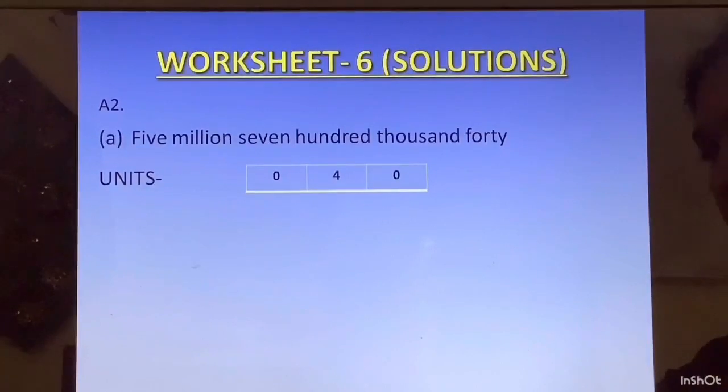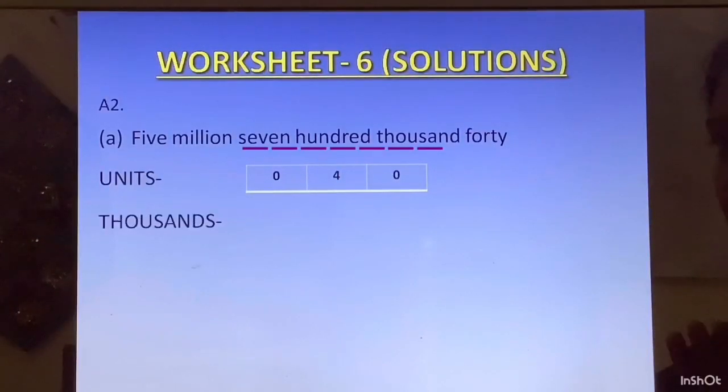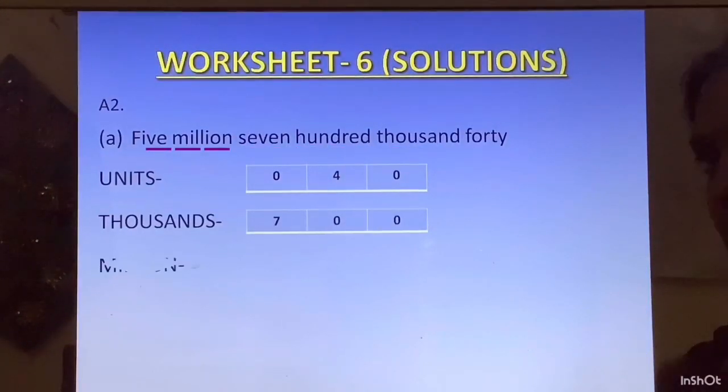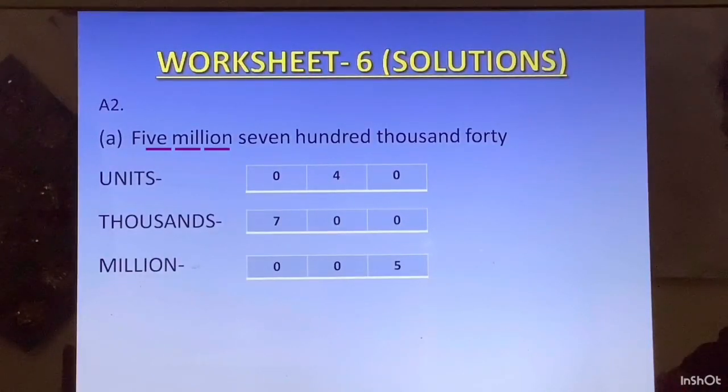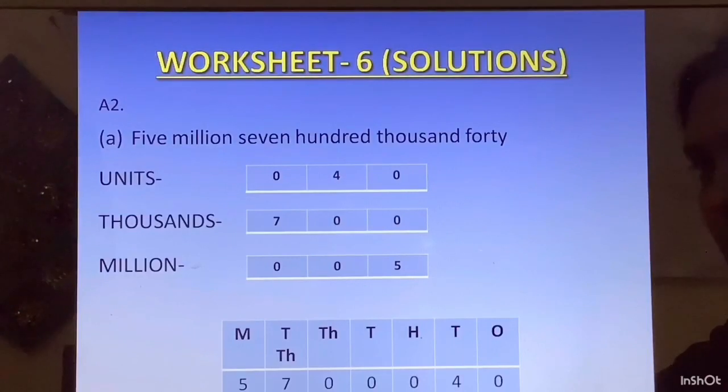Then we come to the thousands period. In thousands period we have here 700,000. So 700 is there in the thousands period. It will be 700. Then comes millions period. In millions period we have 5 million, which is going to be 005 or just 5. Now we'll put this together. First we'll place the millions on the left. After that thousands and then units. And form the number, which will be 5,700,040.